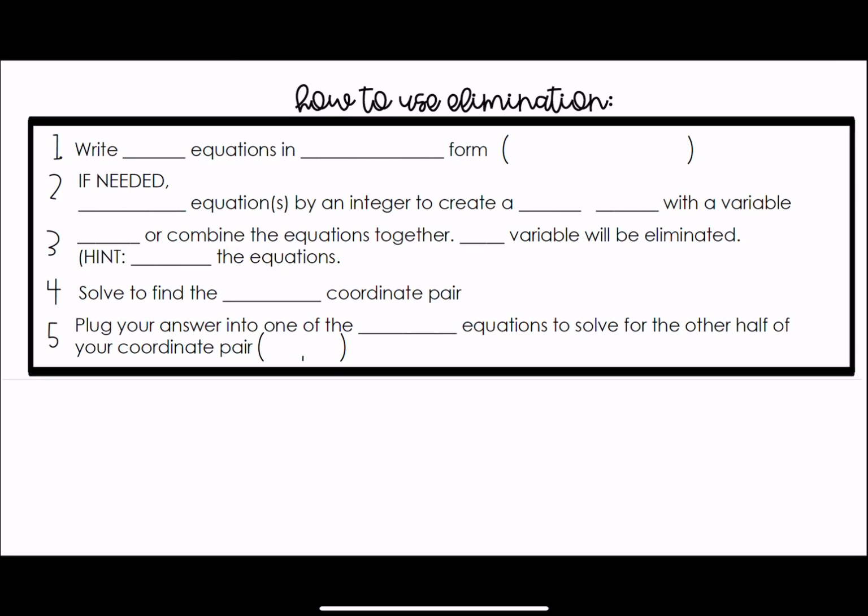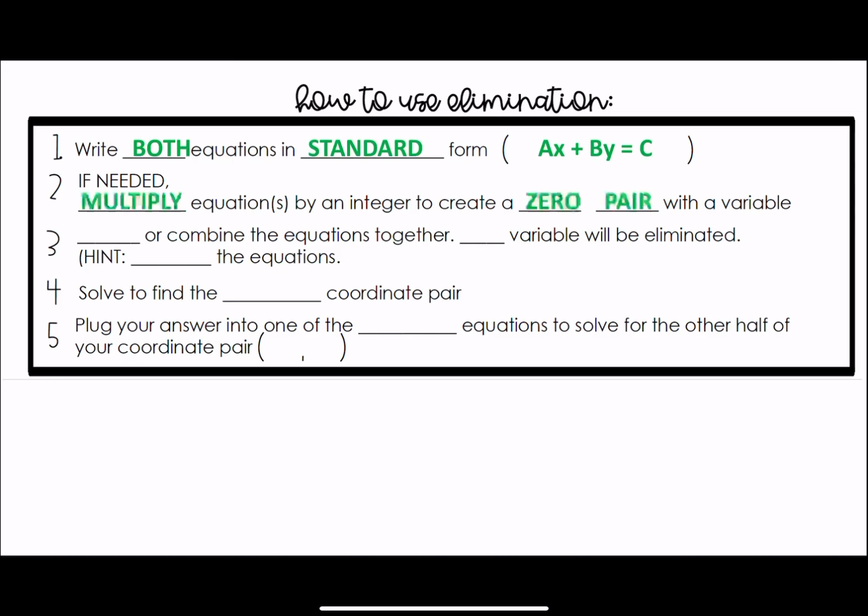Now, the first thing you're going to do is write both equations in standard form: Ax plus By equals C. If it doesn't meet the requirements, like your A value is a negative, it's okay. In elimination, we're going to break the rules a little bit. If needed, you're going to have to multiply equations by an integer to create a zero pair with the variable. Remember when we've been saying it's going to zero out? It's to get you ready for this moment right here.